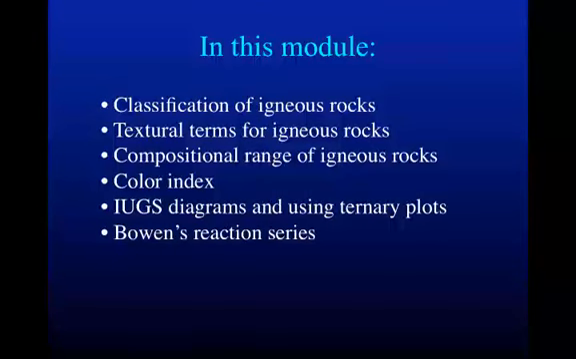All right, in this module, we're going to talk about how to classify igneous rocks, both volcanic and plutonic. Talk about some textural terms that we use to distinguish between the two. Discuss the compositional range of igneous rocks, what the color index is and how it can be used to estimate the composition of the rock. I'll show you the IUGS diagrams that are used to name plutonic rocks and how to read a ternary plot. And then we'll talk a little bit more about Bowen's reaction series.